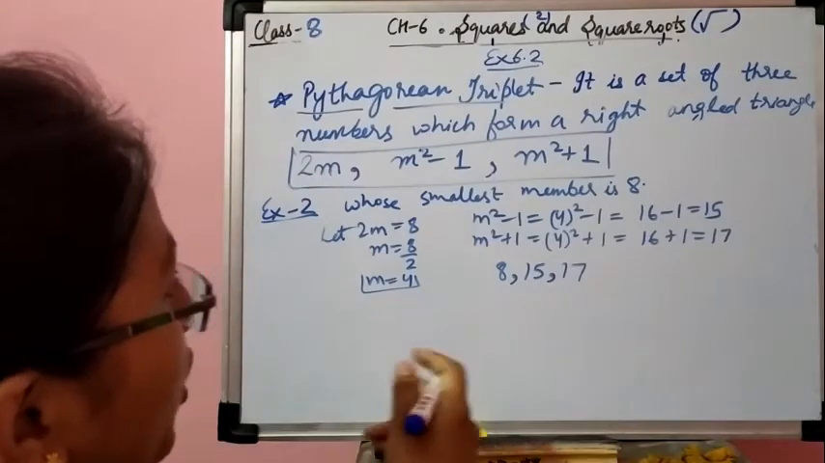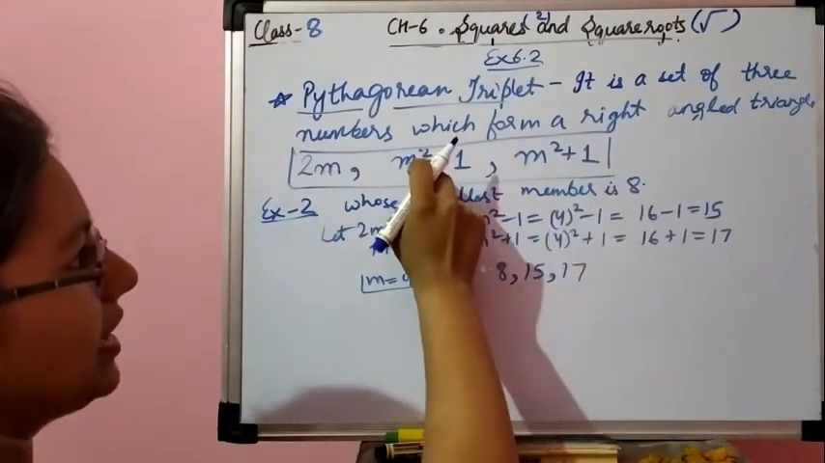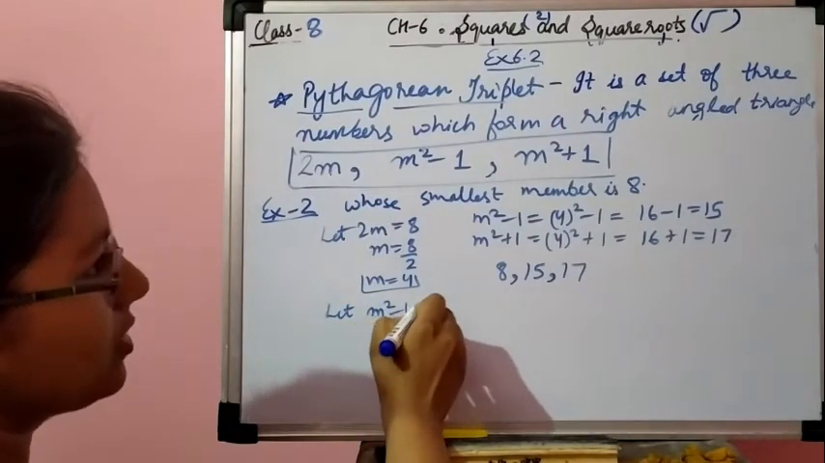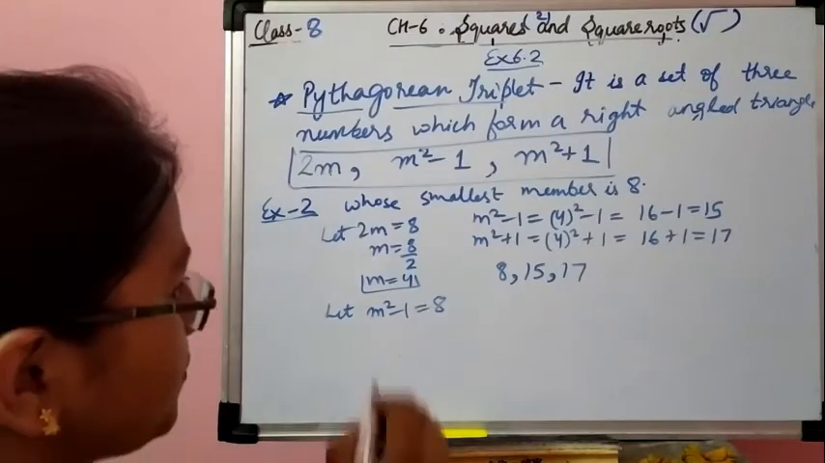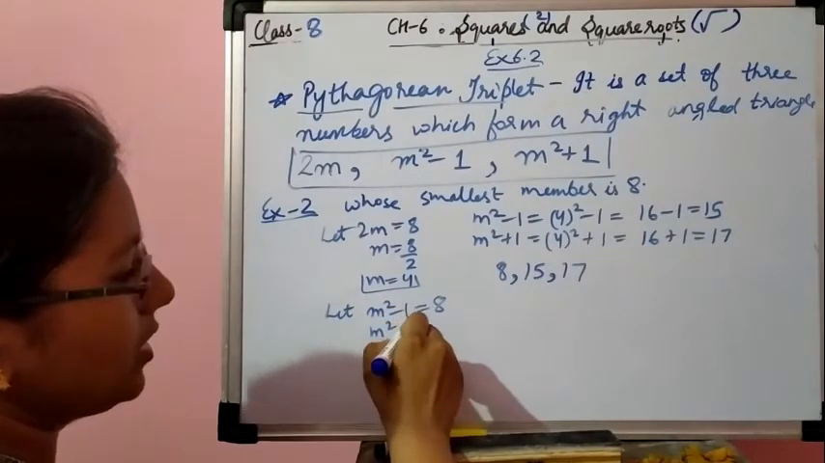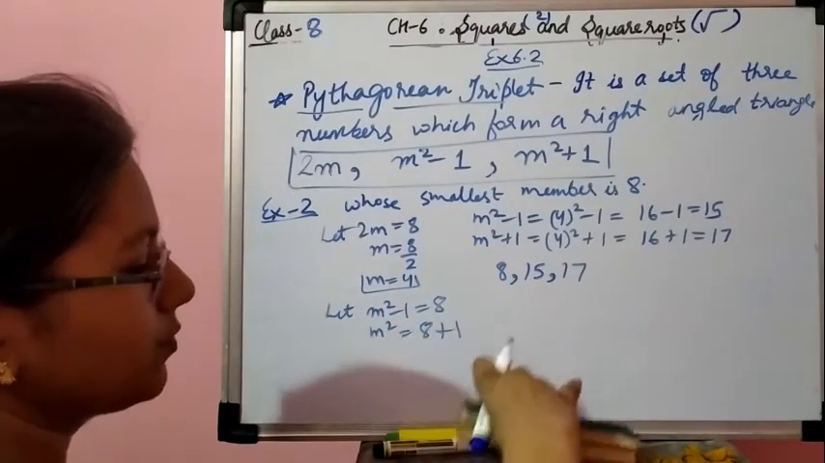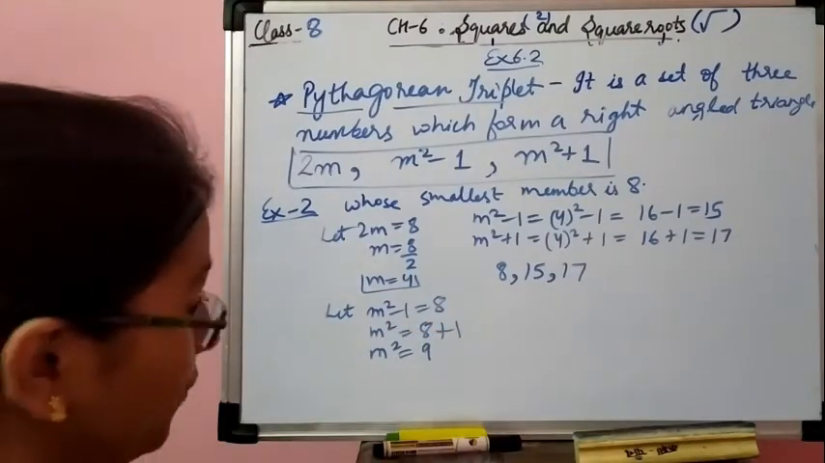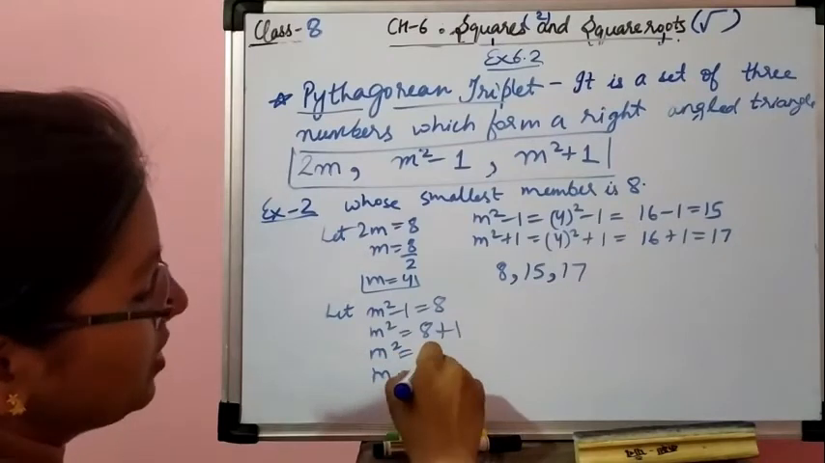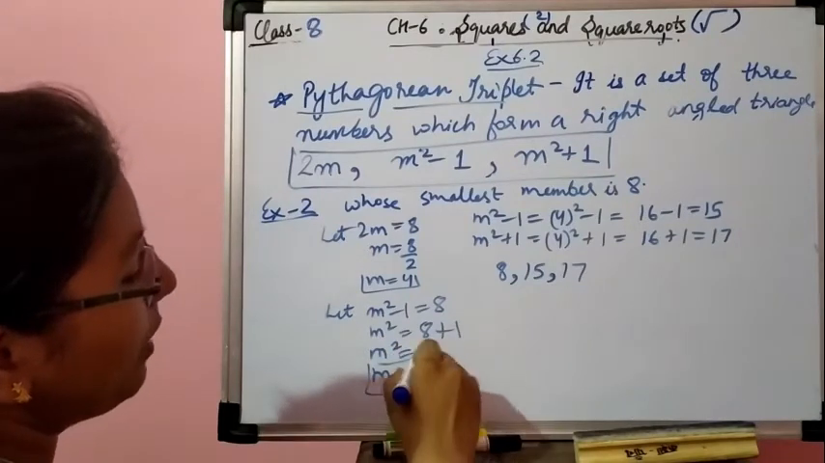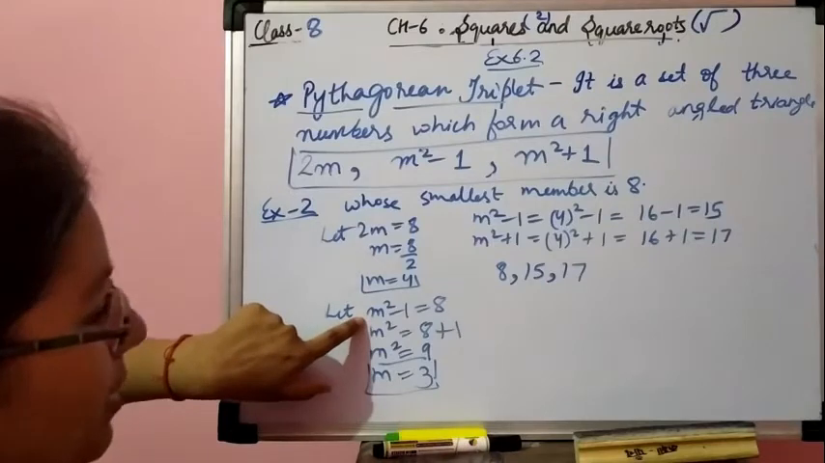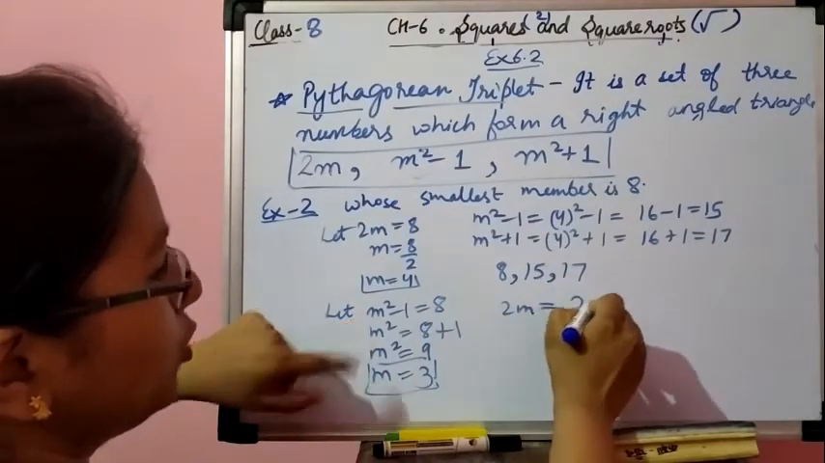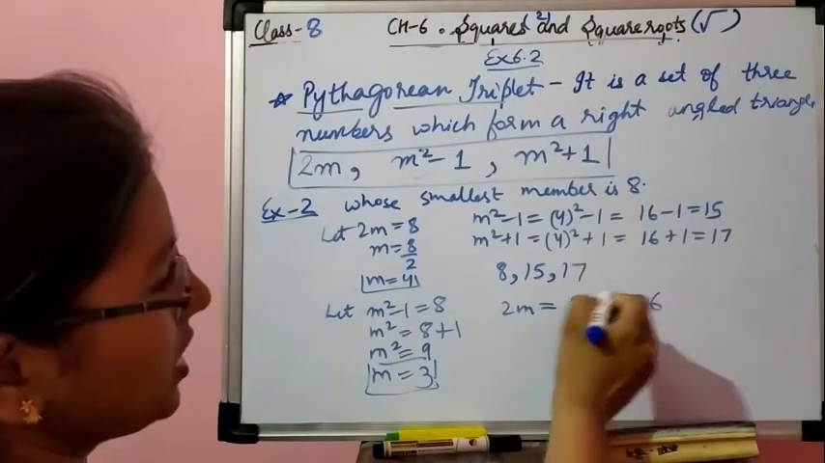Now we can have one more answer. Like this, 8 can be adjusted with another member also. Like let m square minus 1 is equal to 8. M square is equal to 8 plus 1. So m square is equal to 9. Therefore m is equal to 3. Now this time m is coming 3. So this member we have done. So 2m is equal to 2 into 3, which is equal to 6.